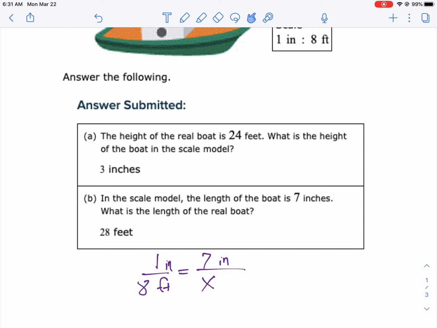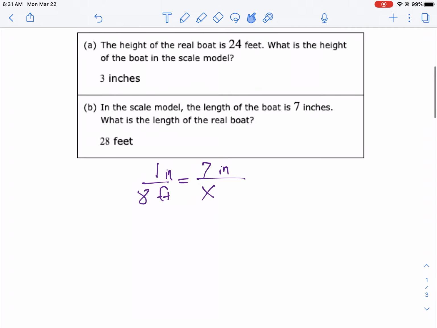Now, how do you do that? Well, first off, x is in the denominator, isn't it? So let's flip. Take the reciprocal of both sides. We have 8 is to 1 as x is to 7. Just take the reciprocal of both sides.